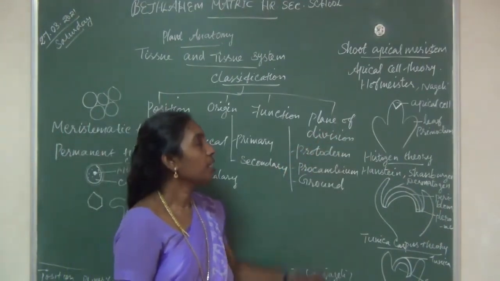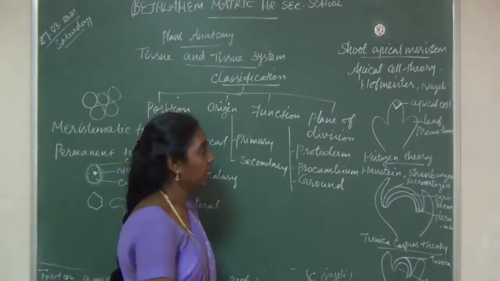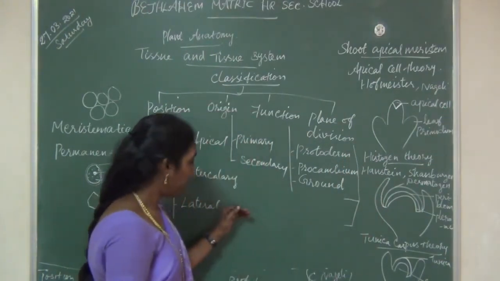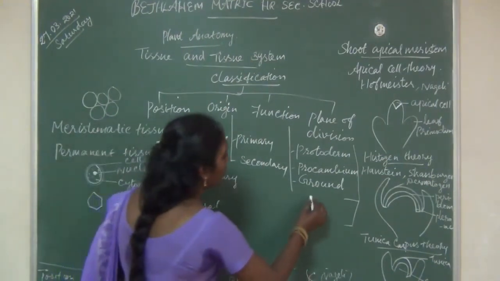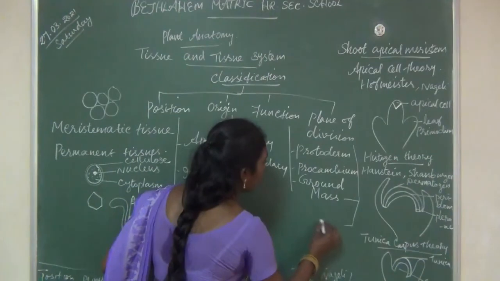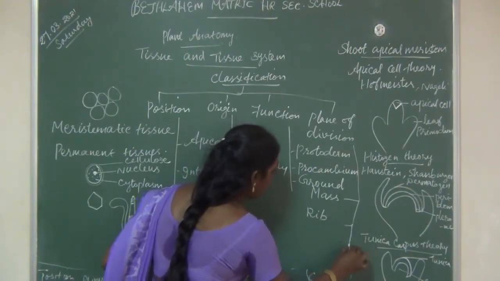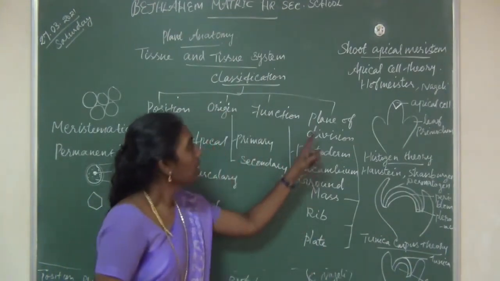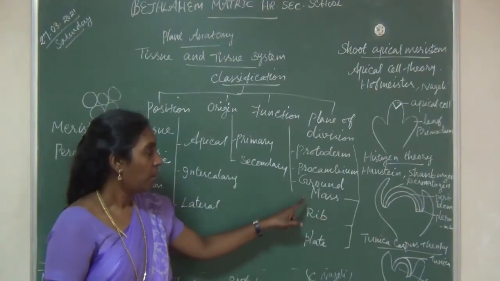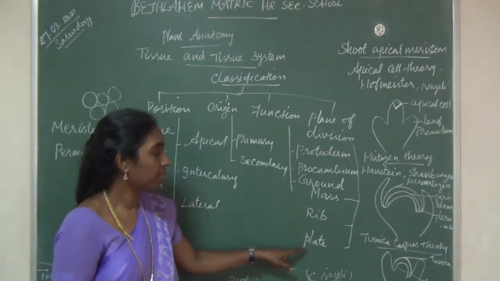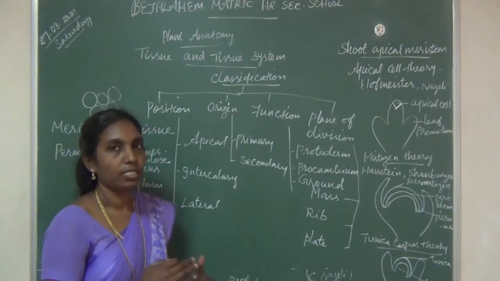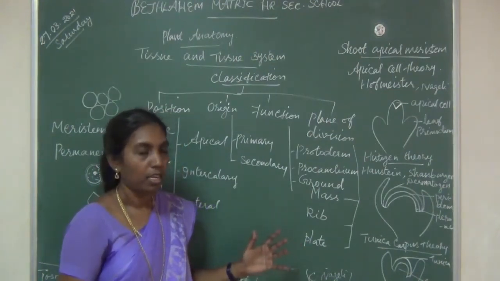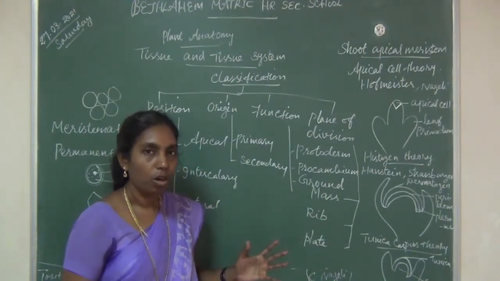Finally, there is a classification based on the plane of division. Based on this plane of division, there are three different types: mass meristem, rib meristem and plate meristem. For divisions, the cell has to divide. The mass meristem divides in all directions, all planes. Mass meristem divides into all planes.